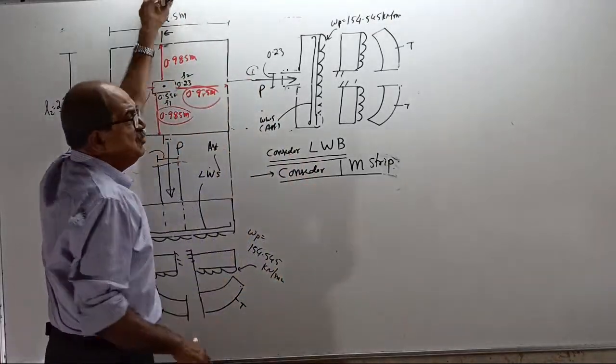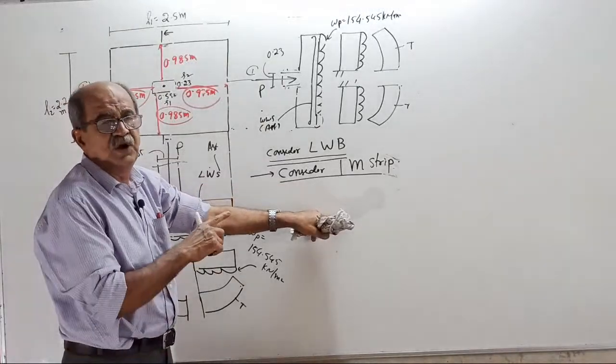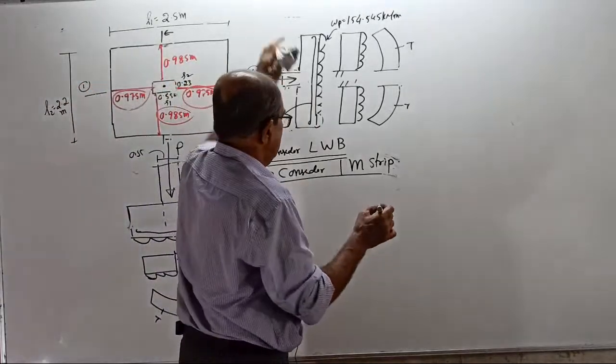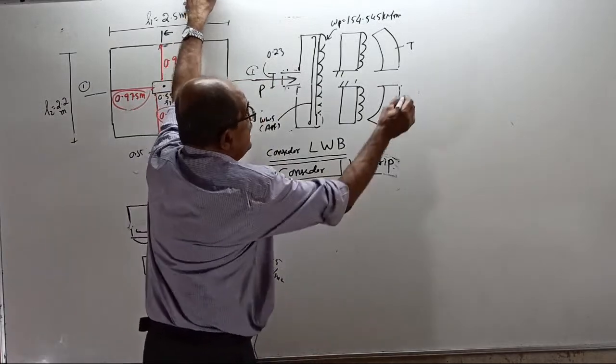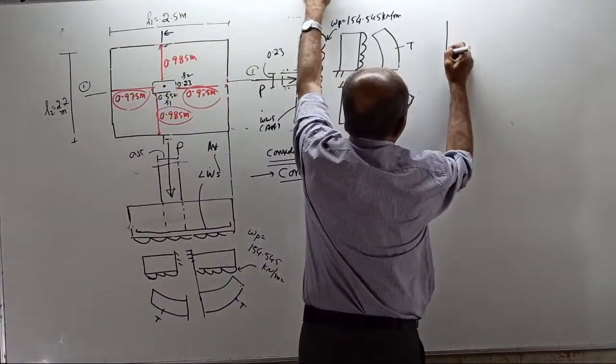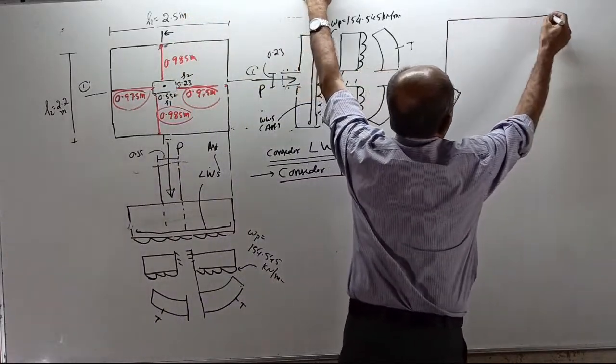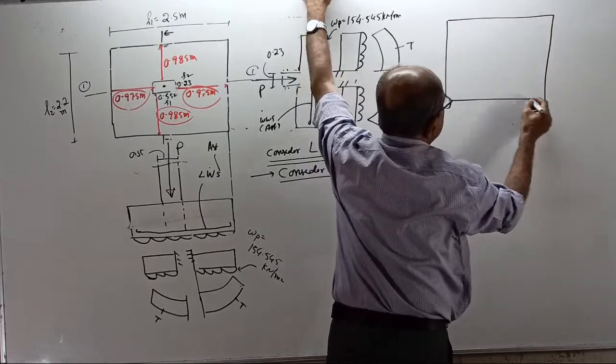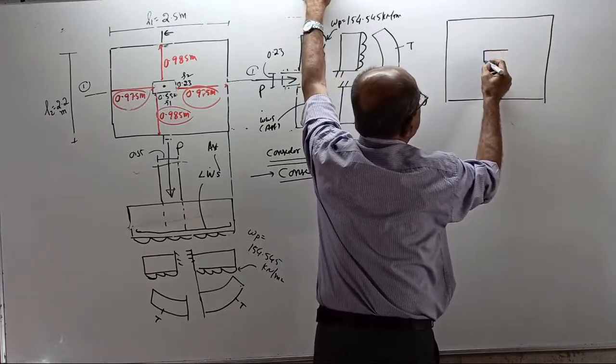Now see, where is that 1 meter strip? I will show it for you, just to understand. See here now. This I will write here. This is the plan. I will rub this one after everything is clear. This is the plan. This is your column.